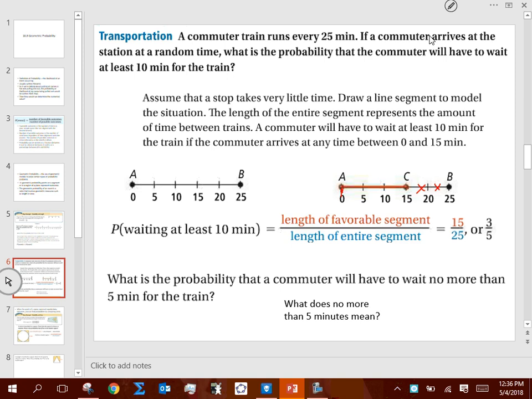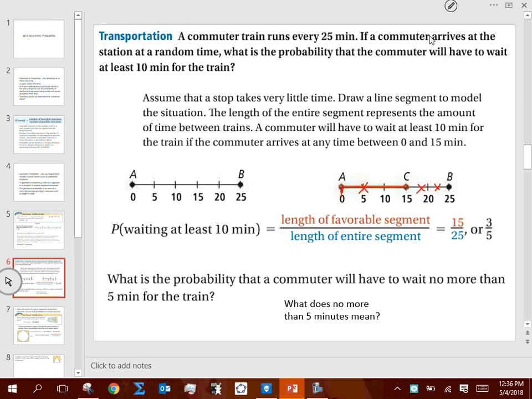The only places that I can show up and have to wait 10 minutes or more, let's say I show up there, the train doesn't show up for another 20 minutes, right? Am I within waiting at least 10 minutes? Yeah. So everywhere on that little red segment A to C would be where, if I show up during that time interval, I have to wait at least 10 minutes for the train to show up, correct?